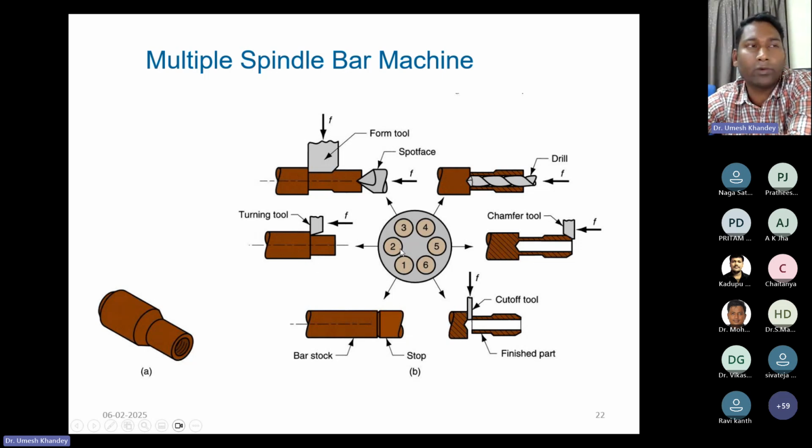Whenever you require straight turning, you may have this straight turning tool, with the help of which you can perform straight turning. Then in third position you may have the form tool. So these are the attached tools, 1, 2, 3, 4, 5, 6, on one common tool post. That is also known, in some cases, as a turret.